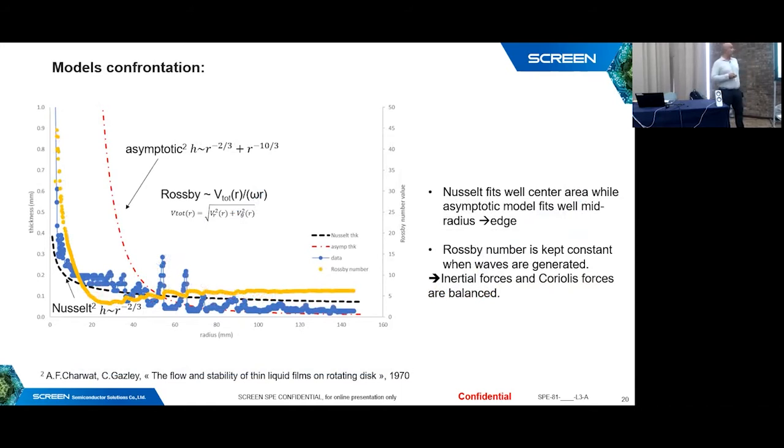And so in blue, you have the data point from the simulation, okay? And in red, we have what we call the asymptotic model, which fits from a mid-radius to the edge. And you have the Nusselt model, we fit only at the center. And in yellow, you have the Rossby number, and you can see that the Rossby number is balanced after, for example, 50 millimeter. It means that the inertial force and Coriolis force are balanced somehow.